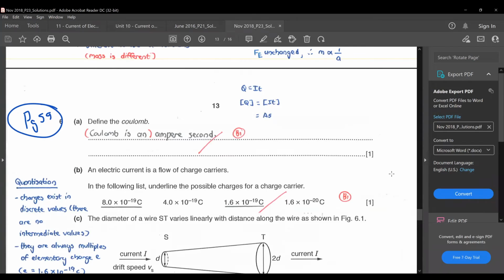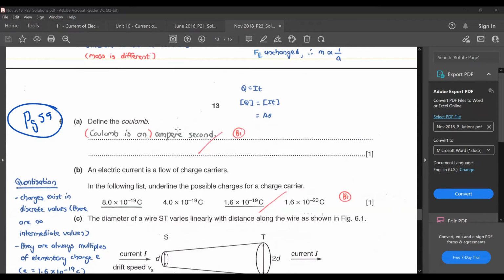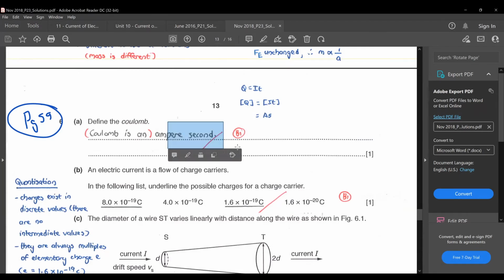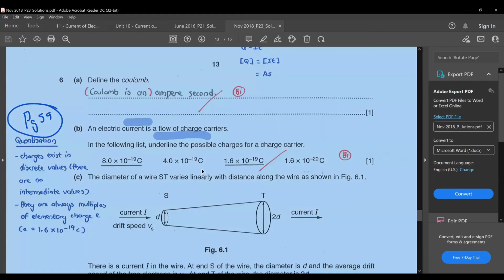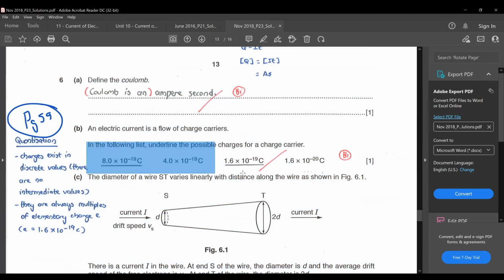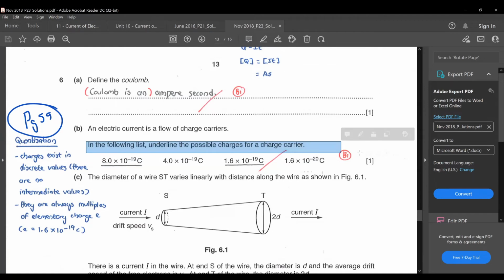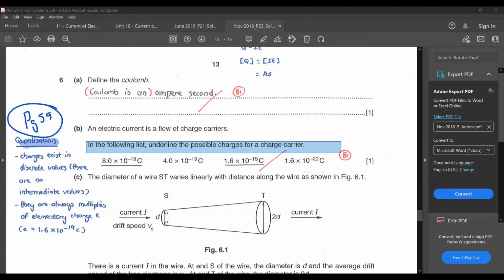So page 59, define Coulomb. Coulomb is something that we just did. Coulomb is just ampere second. This one is talking about the definition for unit of charge. So if it's in unit, everything must be in unit. I mentioned this to you before, so no issue. Then the next one: electric current is a flow of charge carriers. In the following list, underline possible charges for the charge carriers. This is under quantization of charge. Charge will always be in multiples of elementary charge.